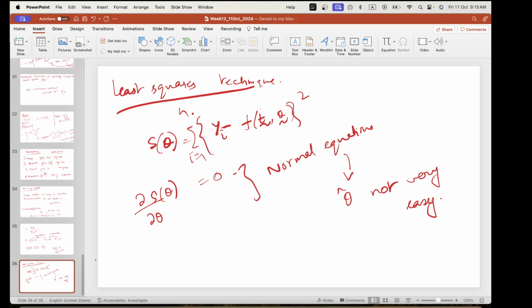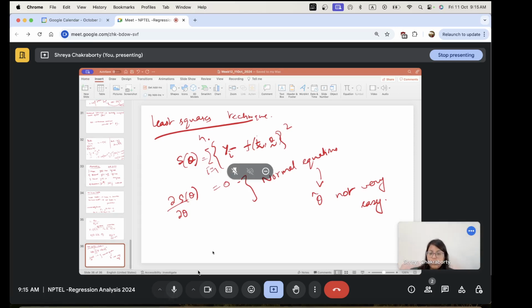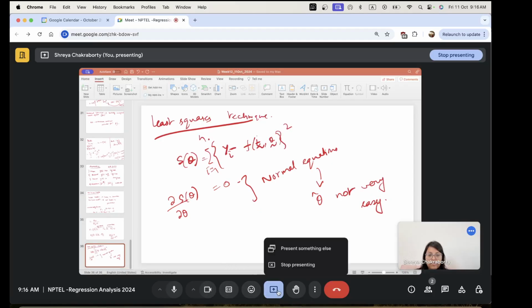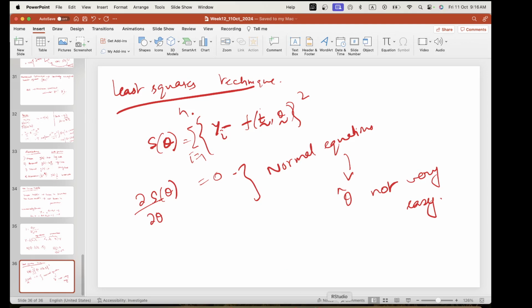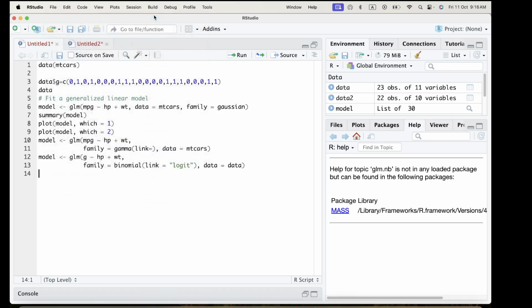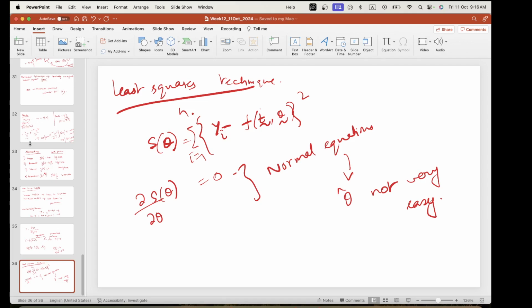Today, before ending the session, I want to show a few ways of how you can actually carry out this estimation using R software. Fitting GLM using R is what I would like to give a brief hands-on on. So let's just do that. Alright, so I am going to share the screen.